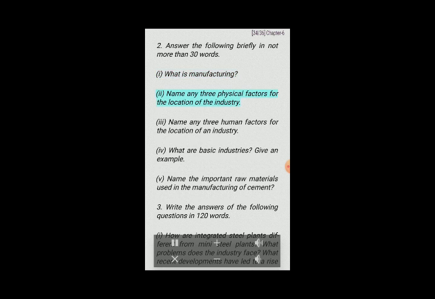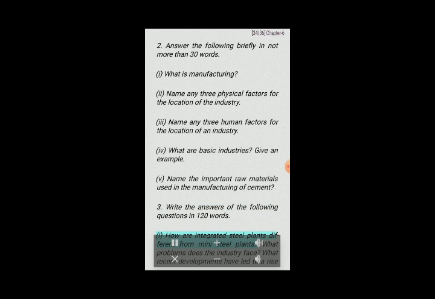2. Answer the following briefly in not more than 30 words. I. What is manufacturing? II. Name any 3 physical factors for the location of the industry. III. Name any 3 human factors for the location of an industry. IV. What are basic industries? Give an example. V. Name the important raw materials used in the manufacturing of cement.